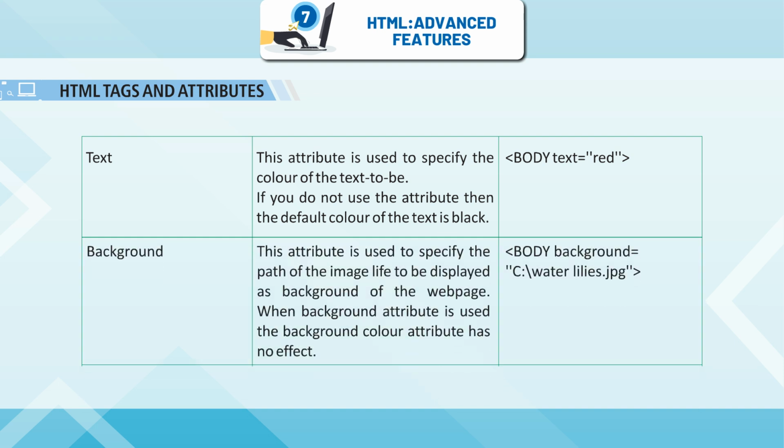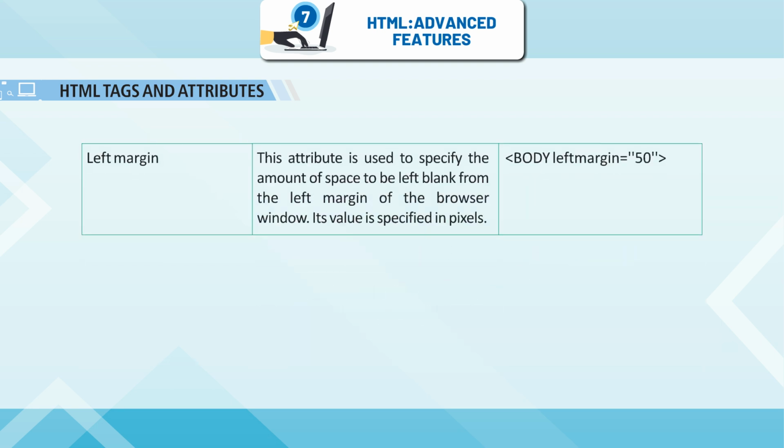Background. This attribute is used to specify the path of the image file to be displayed as background of the web page. When background attribute is used, the background color attribute has no effect. Open body tag background equals c:\waterlilies.jpg close tag.